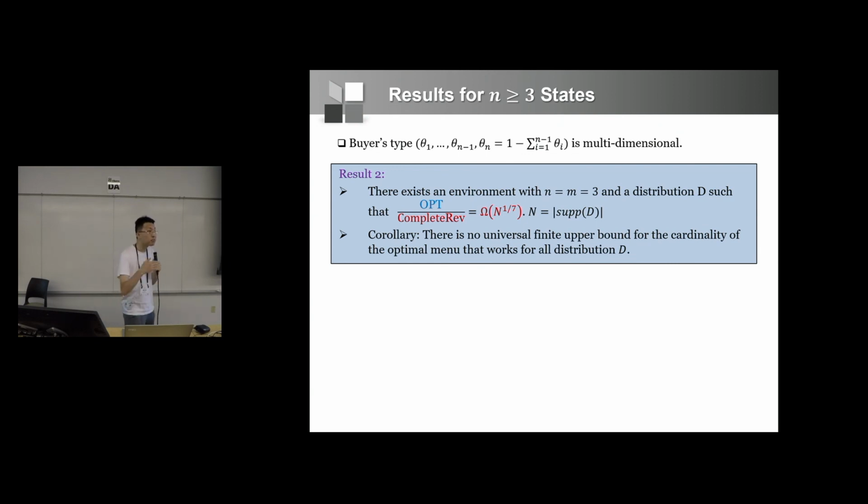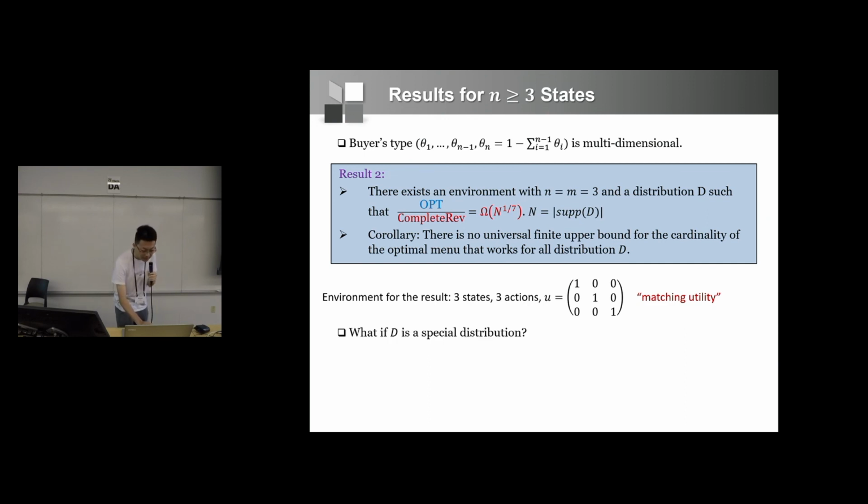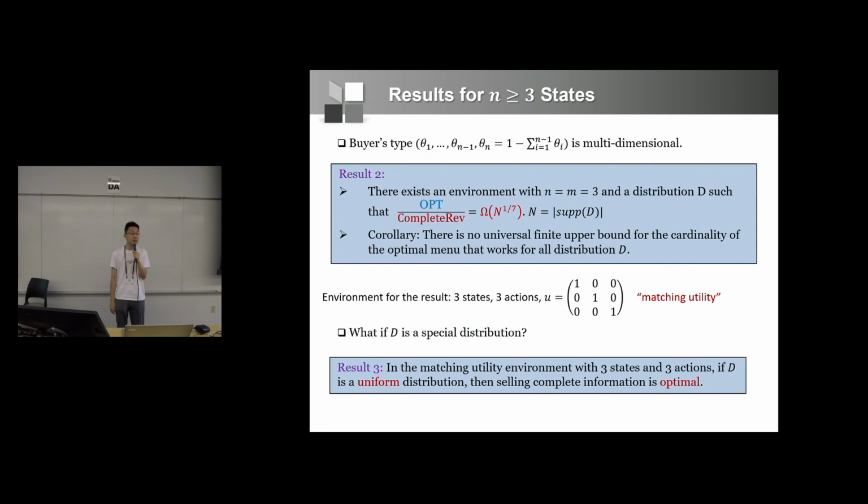Okay, again, by using this useful lemma, we have this corollary that there's no universal finite upper bound for the cardinality of the optimal menu as well. In fact, the environment that enables our result is just this simple matching utility environment where the payoff matrix is just this 3x3 identity matrix. And we also answer the follow-up question: what if the distribution is a special distribution? What we show is that in the same setting, if the distribution is uniform, then selling complete information is in fact optimal.